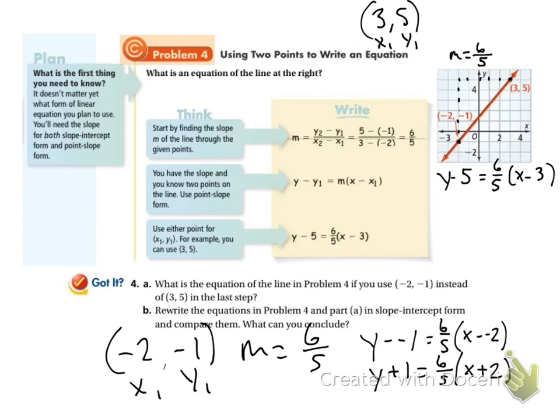They look different, right? They don't look like they're the same equation. This guy and this guy, though, actually are the same equation. If I would distribute it and rearrange it to get it into slope-intercept form, they will be exactly the same equation. So just because they look different doesn't necessarily mean you have the wrong answer.